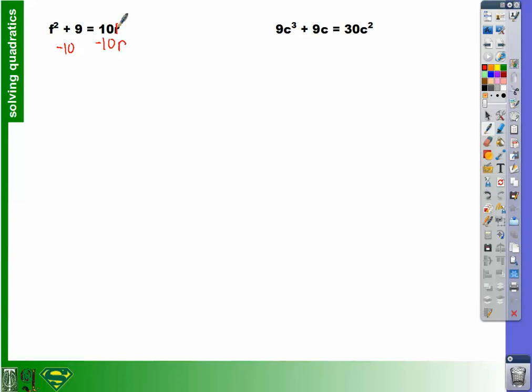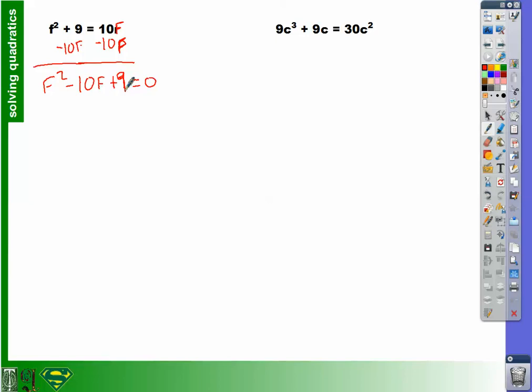Oh, shoot, this should be an f. My fault. That was always an f. So we're going to subtract 10f. Do we have any other plain f's? We have f squared, but do we have any f's to the first? No. So we have f squared minus 10f plus 9 is equal to 0. So now we have a quadratic that is equal to 0, but it's in expanded form. So now we have to take that expanded form expression and turn it into factored form.